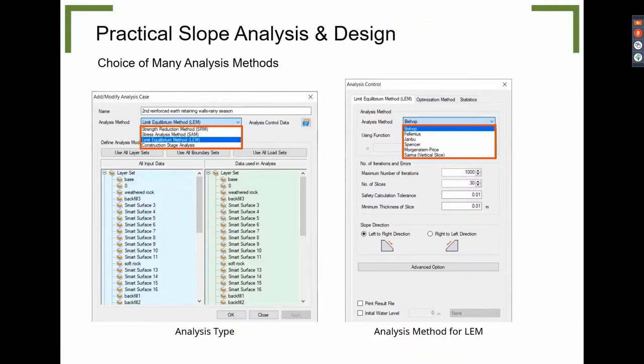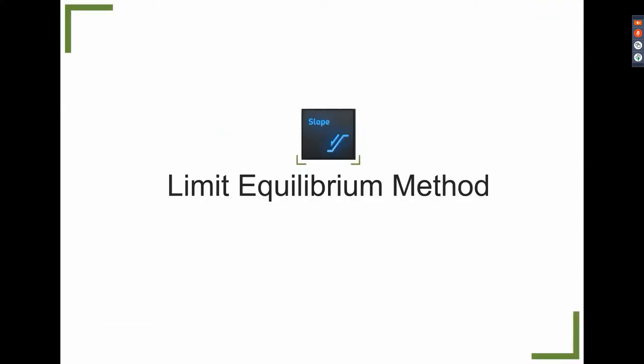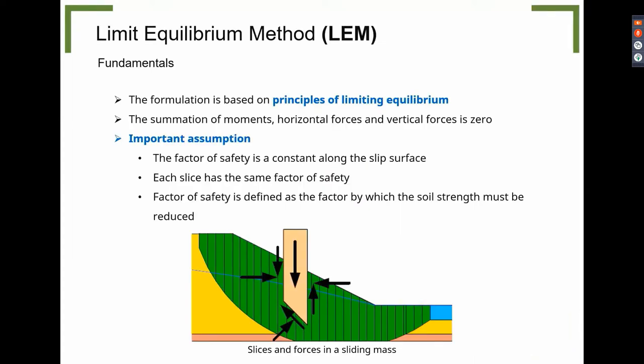The soil mechanics definition of safety factor is the ratio of the available shear strength to the minimum shear strength. Provide both SRM and LEM, so engineers can choose the method based on their engineering judgment. For this session, we will focus on the limit equilibrium method to calculate a stability factor.